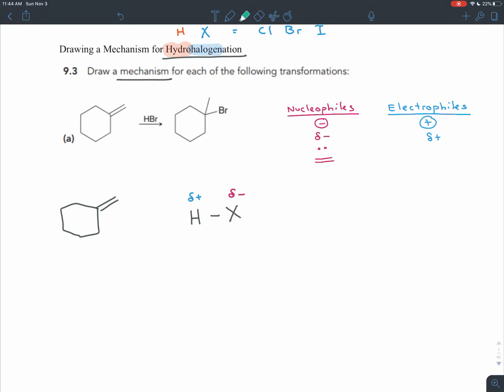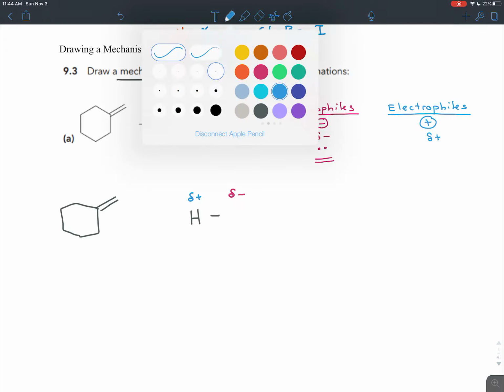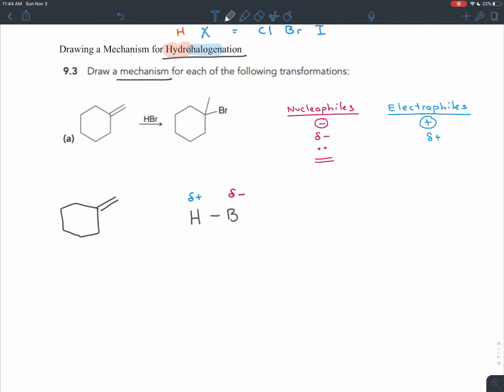Now in this case, what they're giving us is hydrogen bromide. So let me replace the X here with that specific halogen, that bromine. And the charges that we found there apply, right? The bromine is all the way on the right in the periodic table. It's much more electronegative than hydrogen. So it steals the electrons for itself, becomes slightly negative, and the hydrogen loses those electrons and becomes slightly positive. So we have an electrophilic atom and a nucleophilic atom on that molecule.